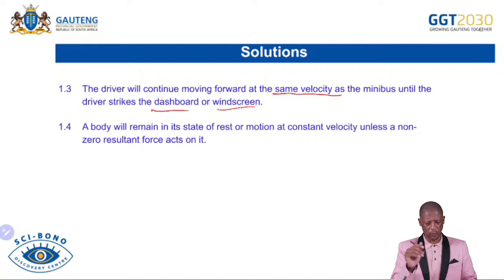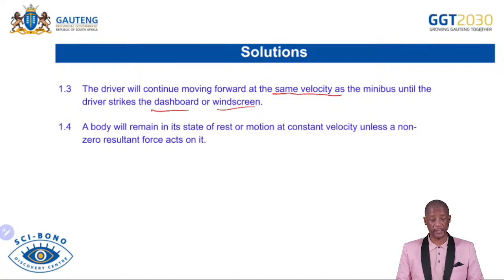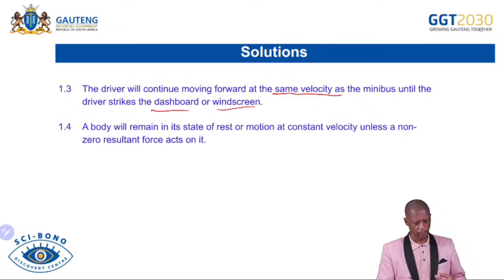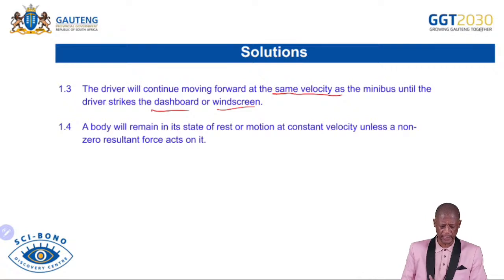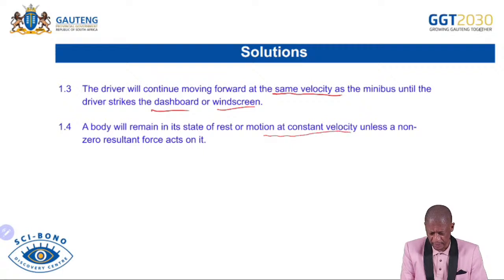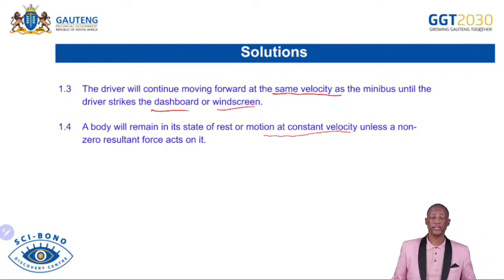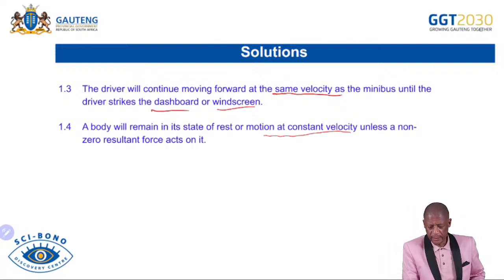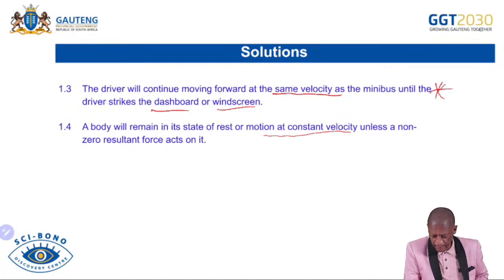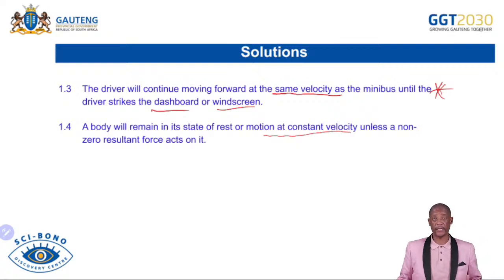Now, they can ask which law and to state the law, right? Remember, it's Newton's first law, all right? It can also be called the law of inertia, because it deals with inertia as well. So Newton's first law says that a body will remain at rest or move at a constant velocity unless a non-zero resultant force acts on the object. So this is Newton's first law. So it means your answer applies to what? Newton's first law. That is what they wanted you to give.